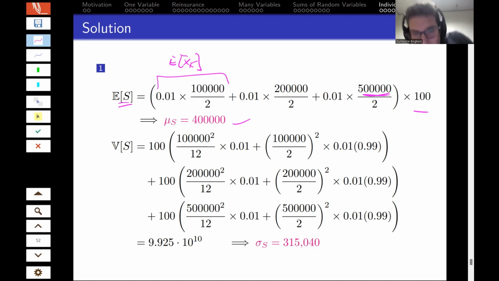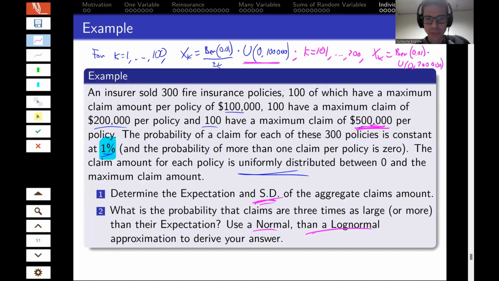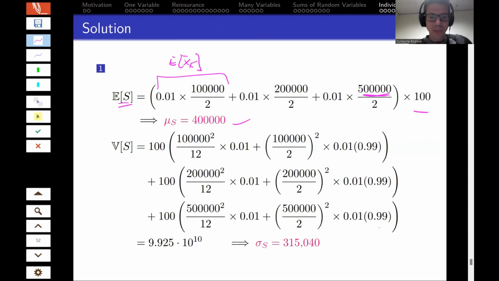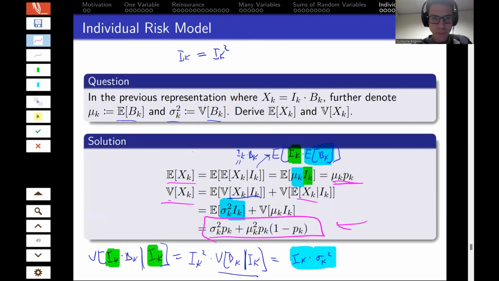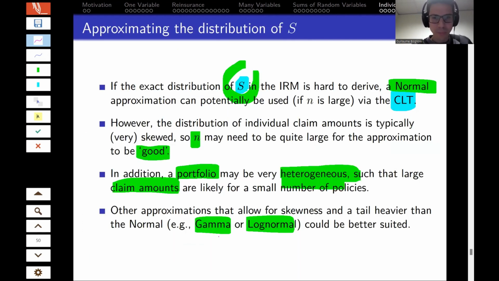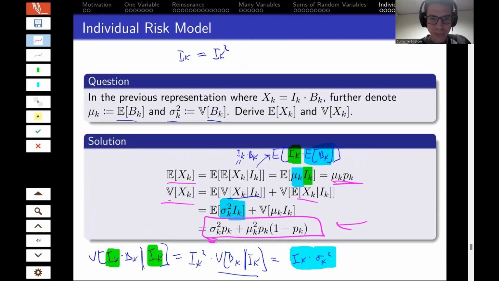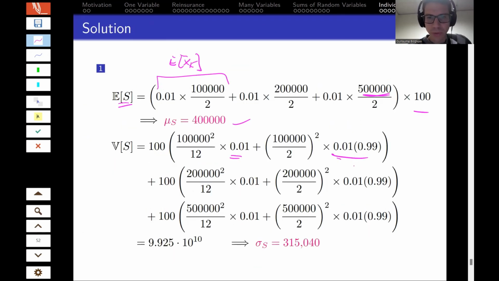For the variance, it's similar. You just apply the formulas over there. This is the variance, let me show you the variance here, of what we called B before, the size of a claim given there's a claim. It's uniform, so it has this expression times the P here, and then you have the expectation squared times P times 1 minus P, which is what you have here.